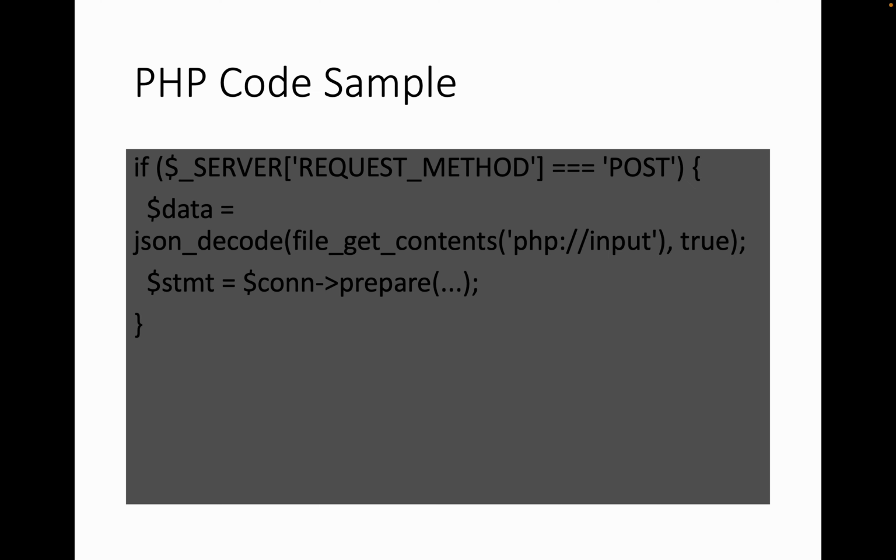Alright, next is the PHP code sample, and this part is from my save score PHP file. It checks for a POST request, reads the JSON data sent from the browser, and inserts the player's name and score into the database securely using prepared statements.